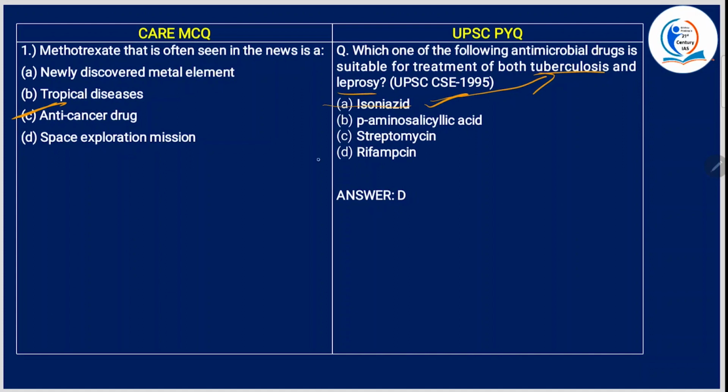Next, P-aminosalicylic acid. It is also an antibiotic to treat tuberculosis. Next is streptomycin. It is also an antibiotic that was the first drug to be successful against tuberculosis but is now chiefly used with other drugs because of its toxic side effects. Alright. So, it is also tuberculosis. Rifampicin is both tuberculosis and leprosy. Alright. It treats both of them. It is an antimicrobial drug. Alright. So, D is the answer.